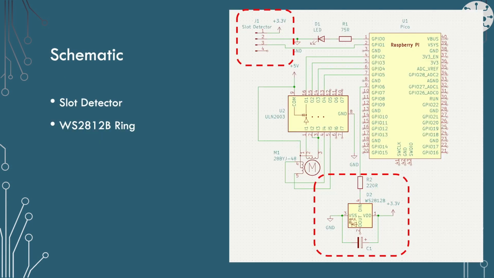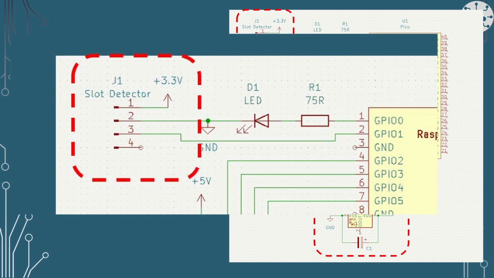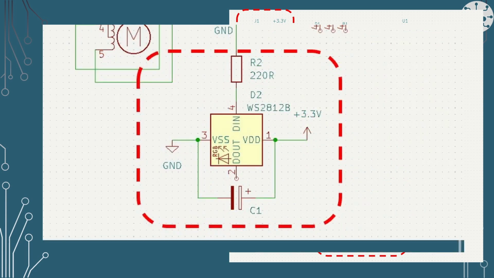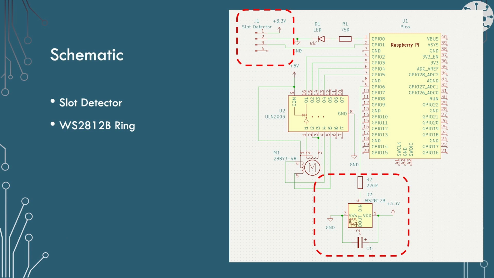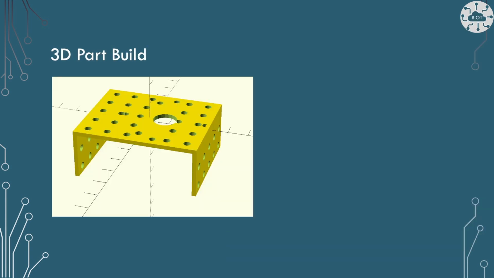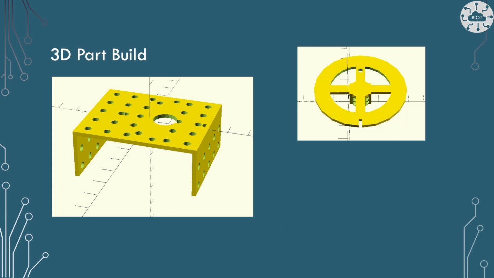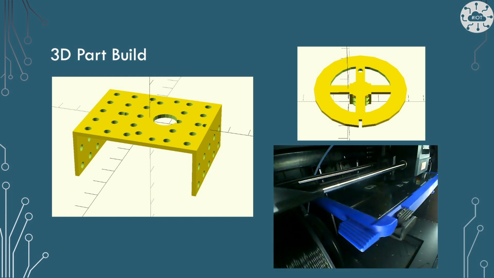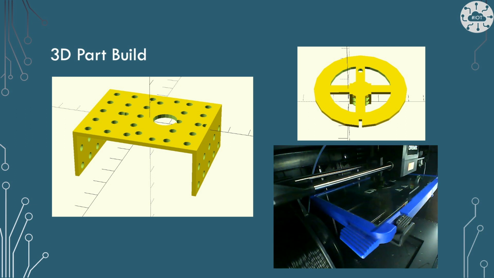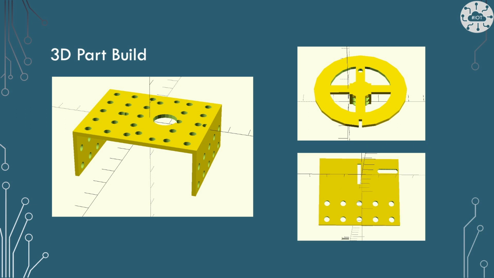So extending our schematic with these two additional components. The slot detector is a 3.3 volt device and attached to GPIO1. It will go high on detecting our slot. The LED ring is a digital controlled WS2812B LEDs, and we can connect them to GPIO6. They are technically 5 volt devices, but as only 12 of them, using them at low brightness, I can get away with 3.3 volts. So I need a few 3D parts for the build, a table to attach my motor to, the slot disk to register the starting position, this also has a hole to see through to the LED ring, and a mounting place for the slot detector.